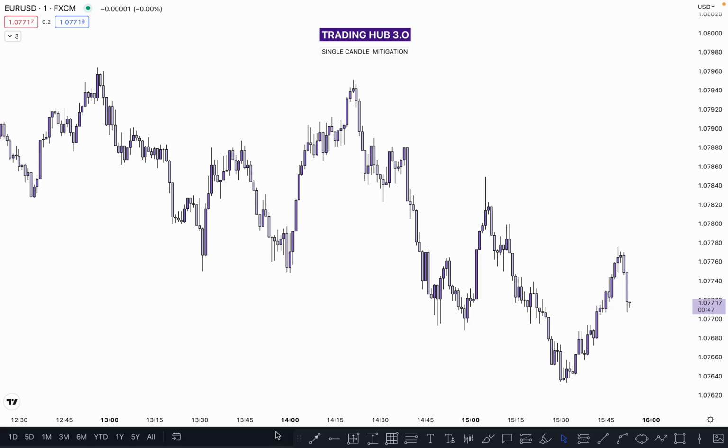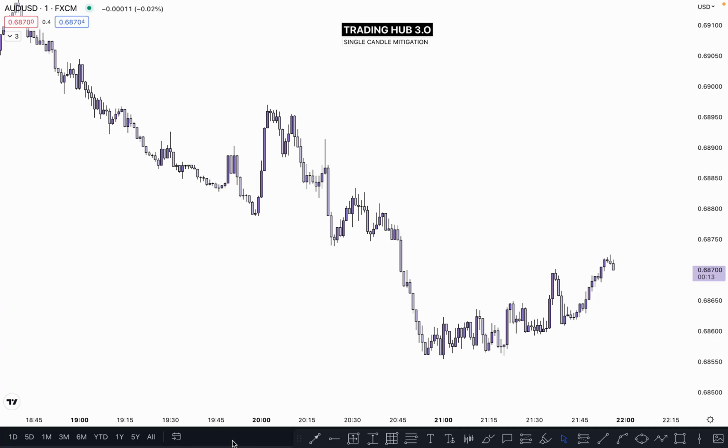First of all, you have to identify your structure, then identify your POI, then wait for mitigation, and then switch to a lower time frame, and it's up to you which time frame you are using. If you are using 1 hour as a higher time frame, then 5 minutes for the entry; 15 minutes as a higher time frame, then 1 minute for the entry. So let's see how it actually works and how you can trade here.